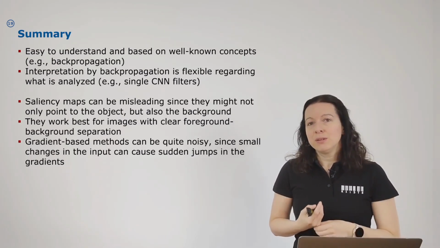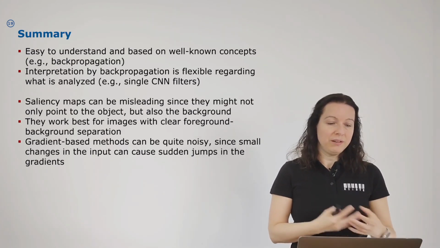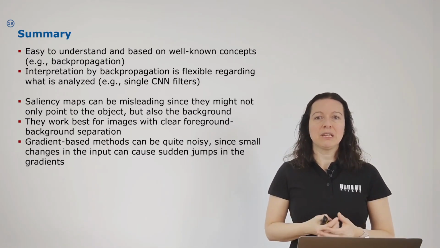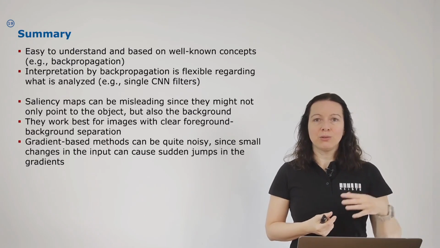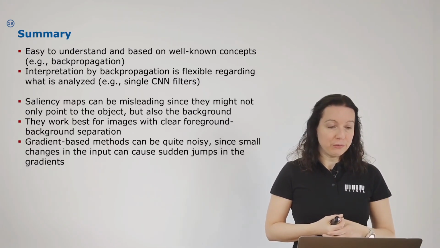This is important if you work in the area of remote sensing or similar areas. Saliency mapping techniques work best for images with a clear foreground-background separation, so if you have a clear object in an image. Otherwise it gets a little bit tricky, so you need to be careful which method you use.